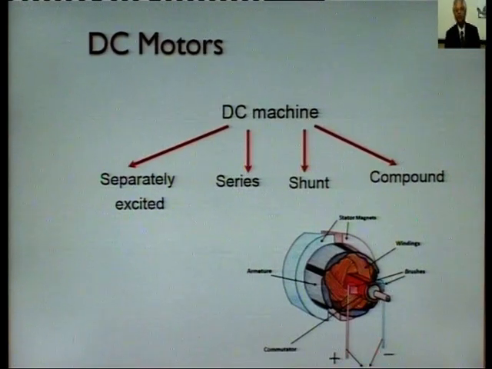So, DC motors, if you classify them, mainly we have separately excited, series, shunt, and compound. These are the ones: separately excited, series, shunt, and compound. This is a cut view of a DC motor.